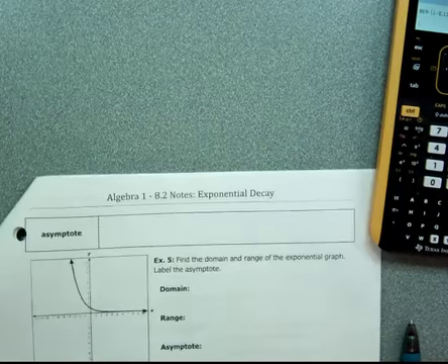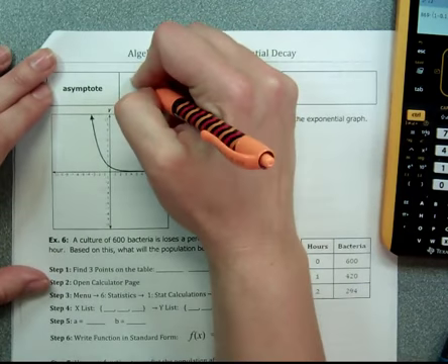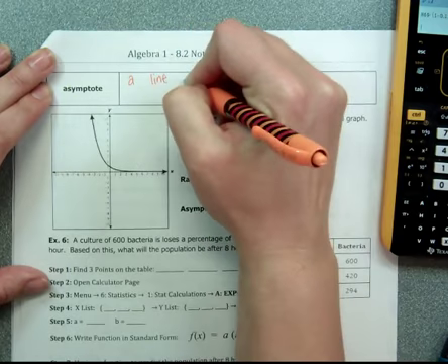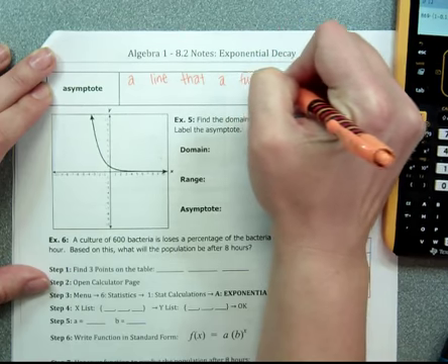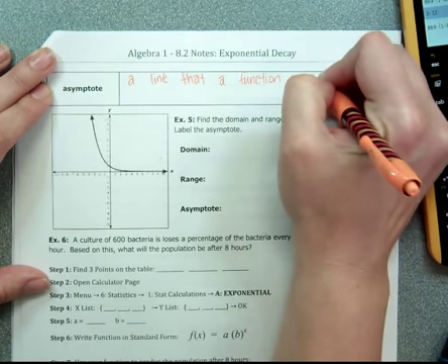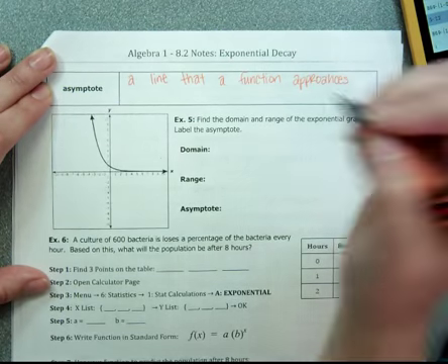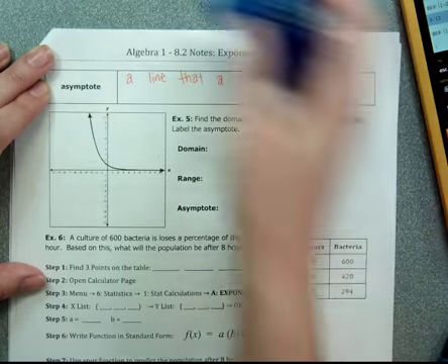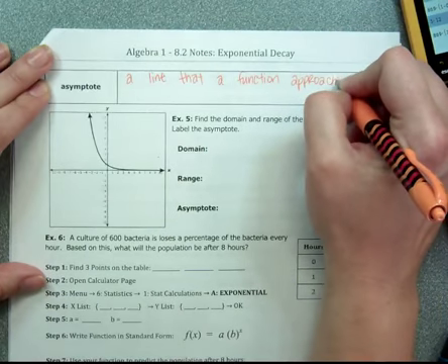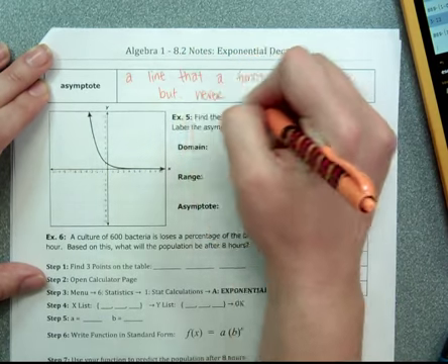Alright, so when we go to do the next page here, one more page of notes, we are going to first talk about an asymptote again. So, same definition as before. An asymptote is a line that a function approaches, oops, I spelled that one wrong, but never touches.